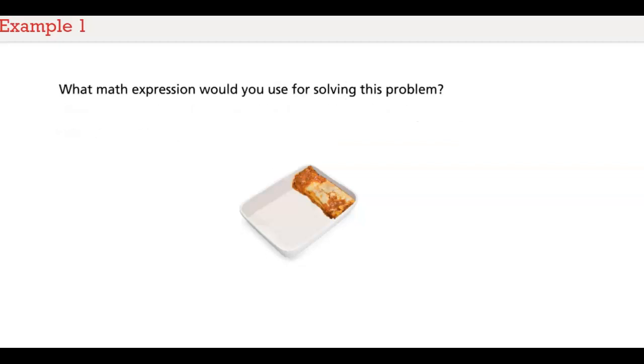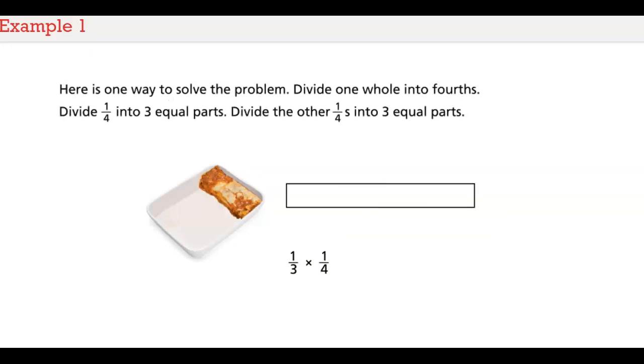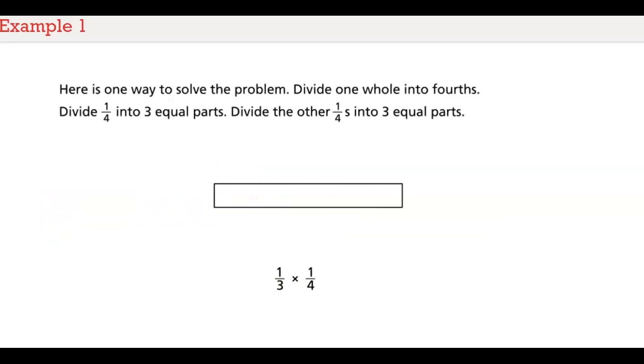What math expression would you use for solving this problem? You need to find 1/3 times 1/4. Here is one way to solve the problem. Divide 1 whole into fourths. Divide 1/4 into 3 equal parts. Divide the other 1/4 into 3 equal parts.